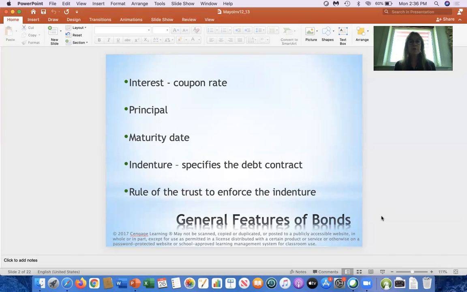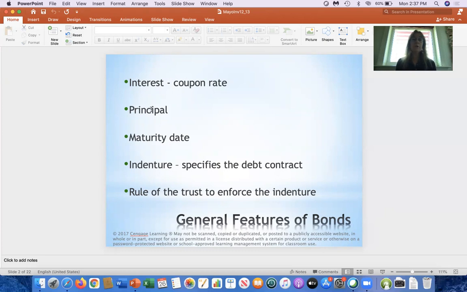So what are the general features of bonds? Well, the coupon rate is the stated rate of interest that the bond is going to pay. That doesn't change. That's how you figure out what the payment is. So if you have a $1,000 coupon bond and the coupon rate is 10%, then $1,000 times 10% is $100. The interest is going to be $100 a year or $50 every 6 months.